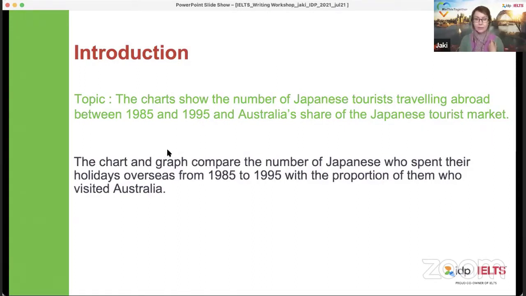So the introduction, we will rewrite the topic in our own words, changing as many words as we can. Don't copy the topic because that's not your words. Try to change as many words as you can. So the chart and graph, instead of show, we've got compare, number of Japanese tourists. So we've got number of Japanese who spent their holidays overseas instead of traveling abroad. Between, and we've got from to. So we just rewrote it, changing as many words as possible.